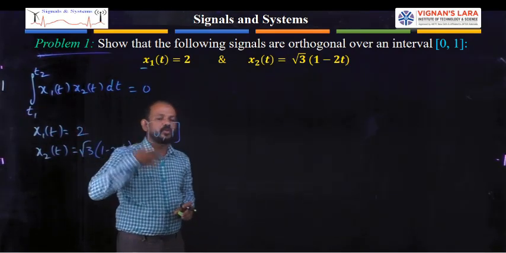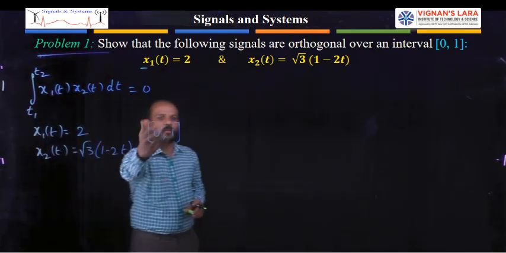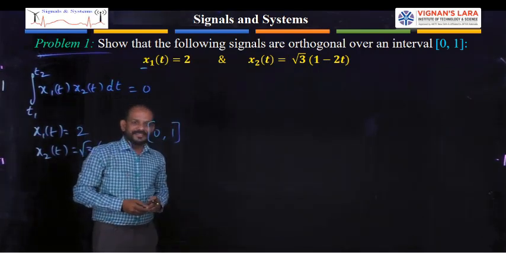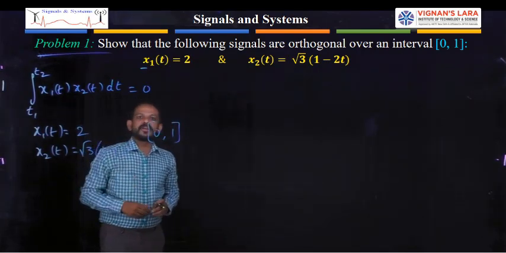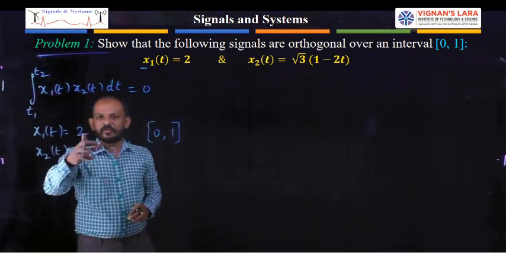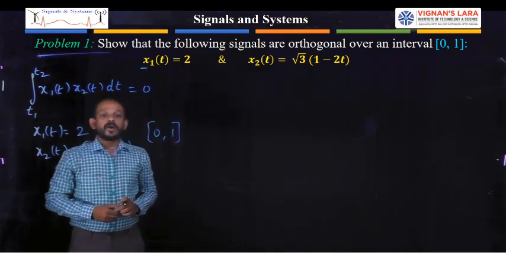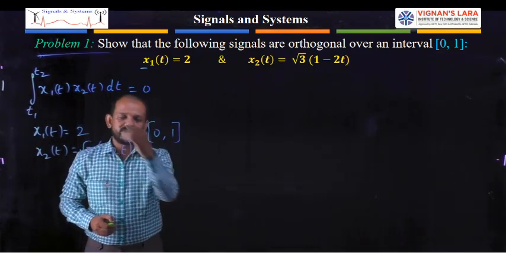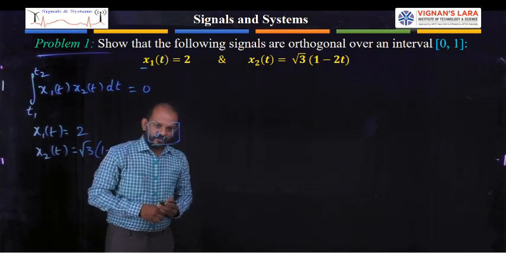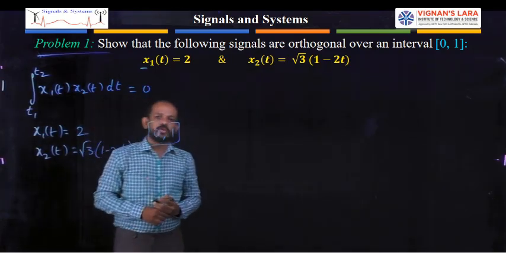That is what we have to prove: that the two given signals over the given interval are orthogonal. So the problem is: show that the following signals are orthogonal over the interval 0 to 1. The following signals are x1 of t equal to 2 and x2 of t equal to root 3 into 1 minus 2t. These are the given two signals and this is the given interval. For this we have to show these two signals are orthogonal to each other.